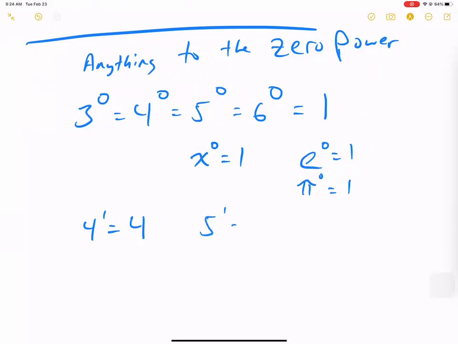5 to the 1 power? That's just 5. Anything to the 1 power is itself. Because how many do you have? 1. Imagine if you had one $10 bill. How much do you have? You have $10. We have one $20 bill. You only have $20.